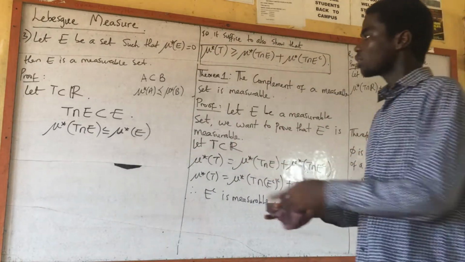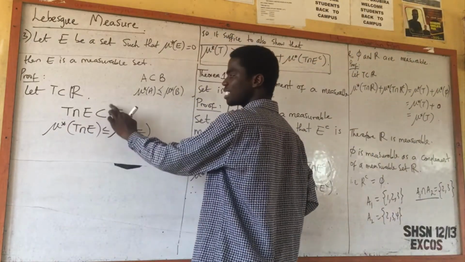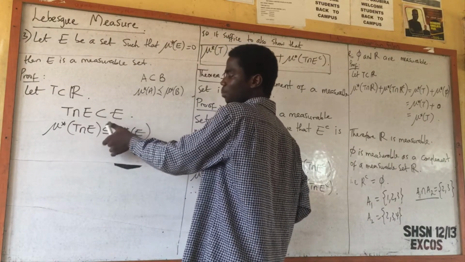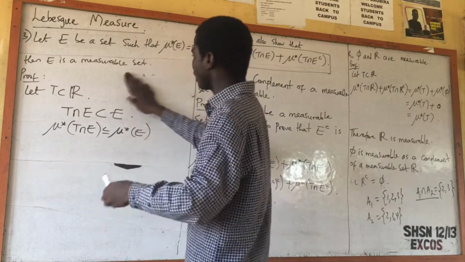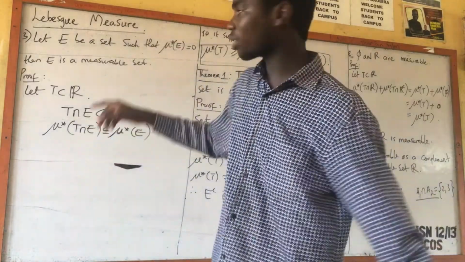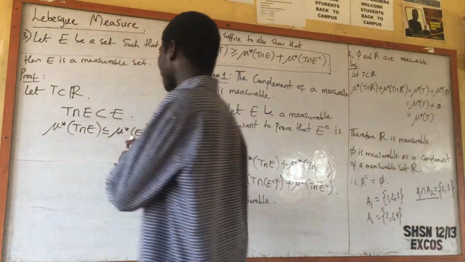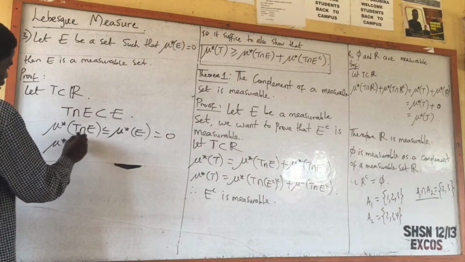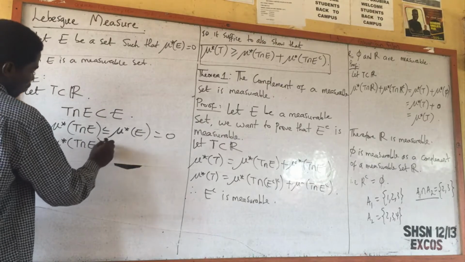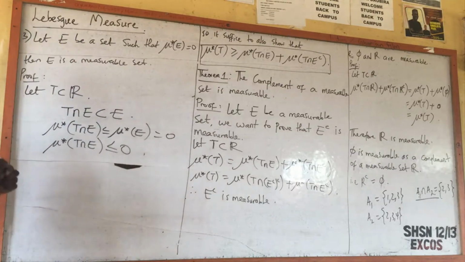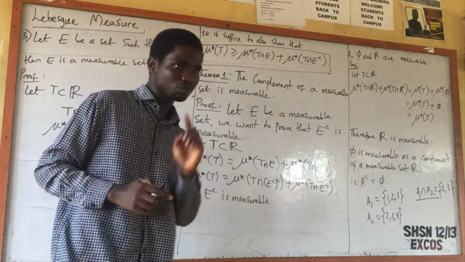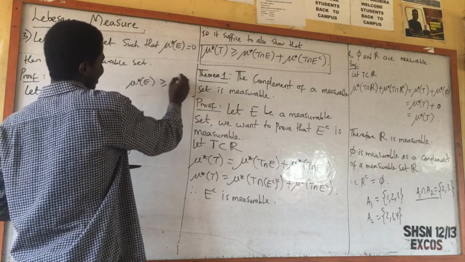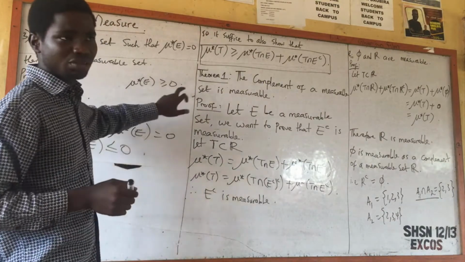That's what we are saying. So since T intersection E is inside E, the outer measure of T intersection E will be less than or equal to the outer measure of E. But from what we are given, the outer measure of E is 0. So the outer measure of T intersection E will be less than or equal to 0. Don't forget, the outer measure is not negative. That's the first property I gave to you, that the outer measure of a set is always greater than or equal to 0.